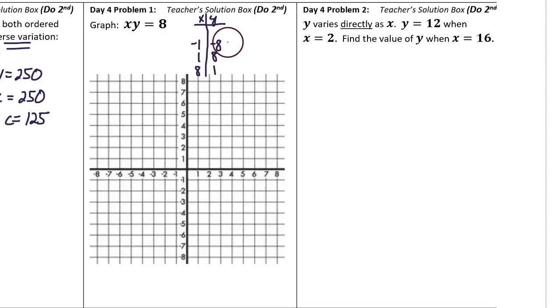That's negative 8. Well, let's just flip the numbers around. Let's use negative 8 for x and see what y is. Negative 8 times what makes 8? And that's negative 1. Let's graph those dots. Left 8, down 1. Left 1, down 8. Right 1, up 8. And right 8, up 1.